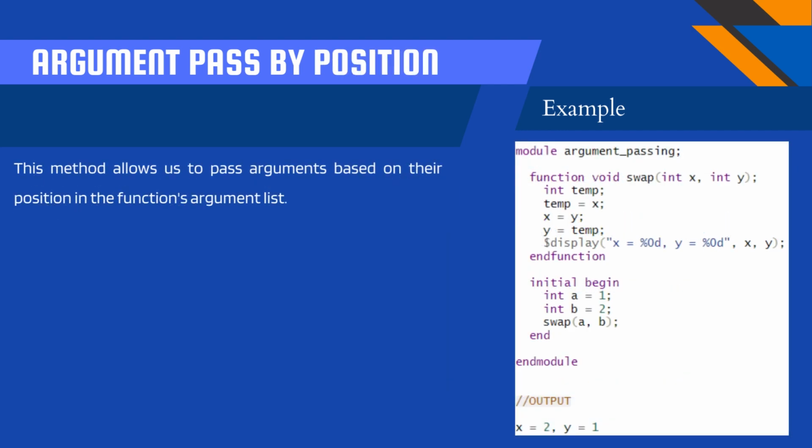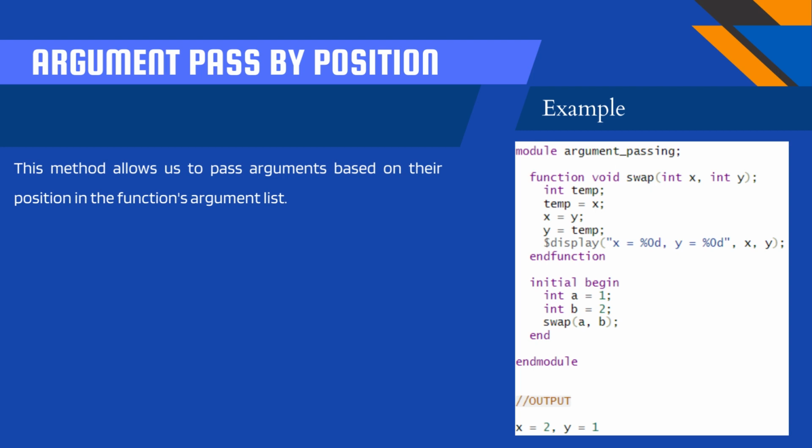Now, we will be discussing the pass-by-position method. This method allows us to pass arguments based on their position in the function's argument list. Let's take a look at an example in SystemVerilog. Here, we have a module named argument_passing. Inside the module, we have a function named display that takes two arguments, an integer x and a string y.